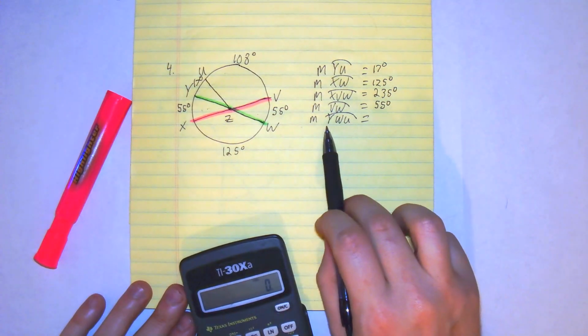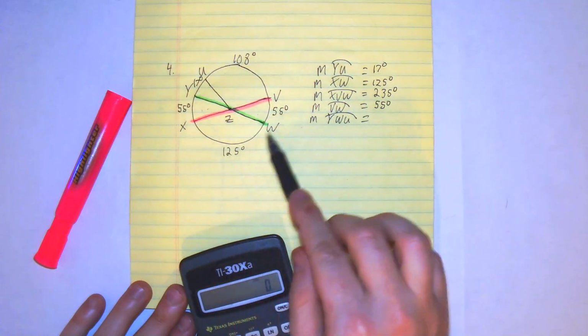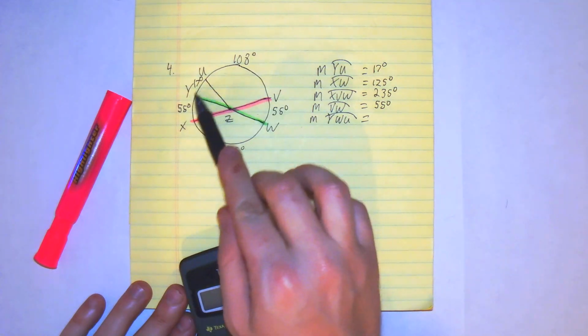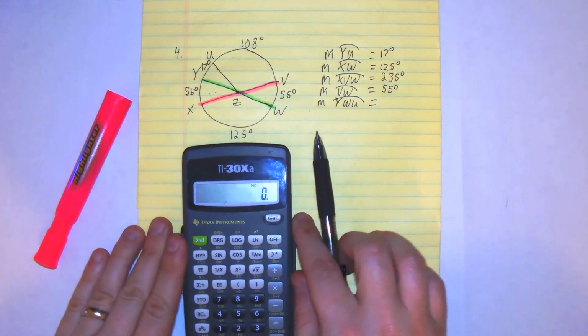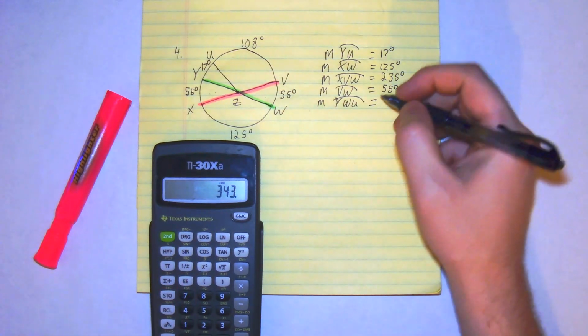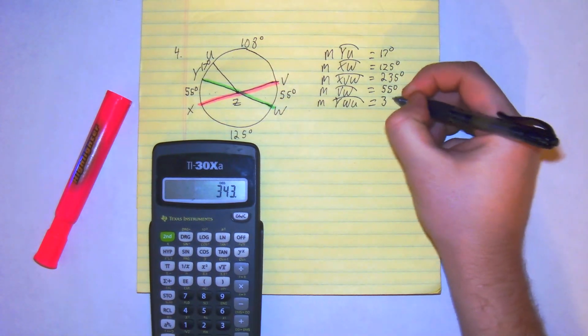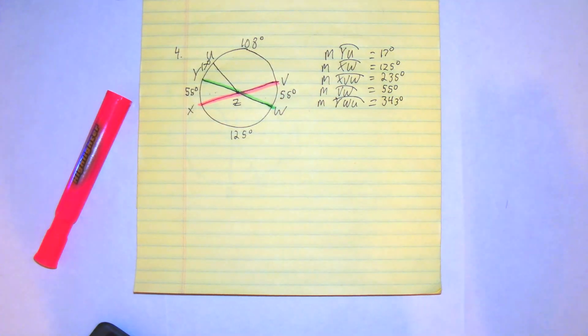And lastly, we're looking for the measure of YWU. YWU, we're only not using that 17 degrees, so the easiest way to do that would just be 360 minus 17. That gets you 343 degrees. All right, and that's for numbers 3 and 4.